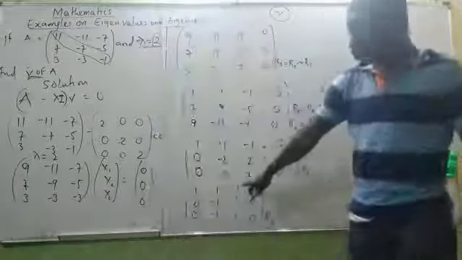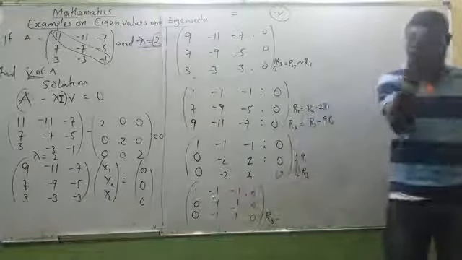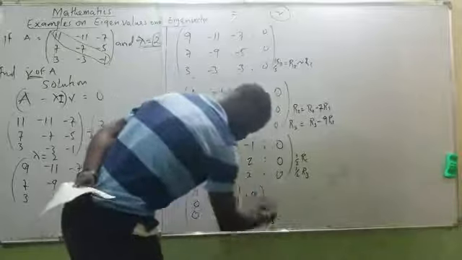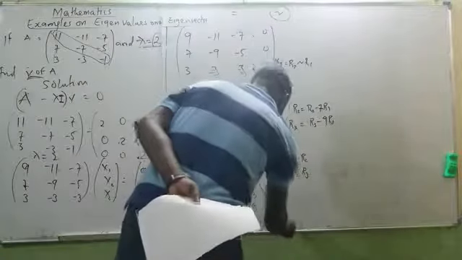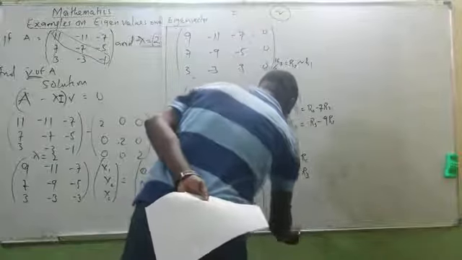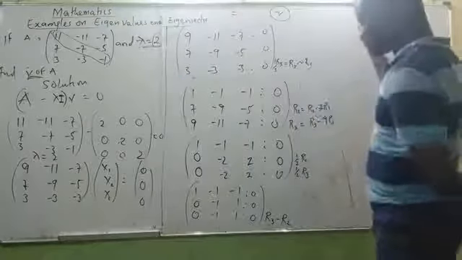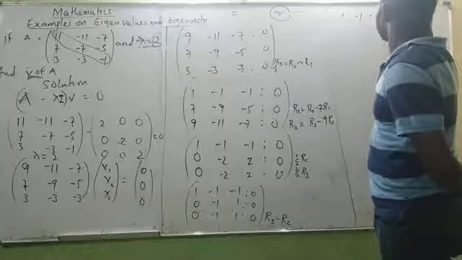I can't use row 1 to reduce again because it will turn back. I've explained that area. This will be row 1 minus row 2, which is going to be 1 minus 1 minus 1, 0.